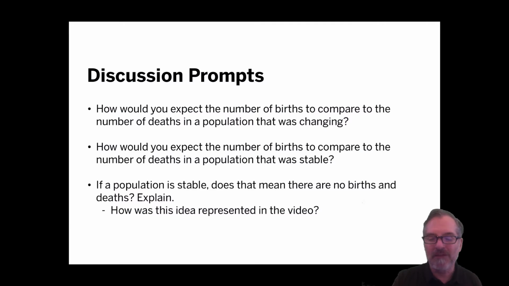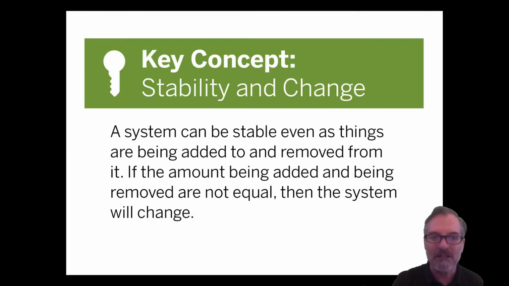And we said that if you clamp down on the bottom and less water is going out but more is going in, then the water is going to rise up. Or if you let less in and then open the valve at the bottom, then more is going to leave than is going in, and then it's going to go down. And that was related to deaths and births in an ecosystem. So the key idea is this: a system can be stable even as things are being added to and removed from it. If the amount being added and being removed are not equal, then the system will change.